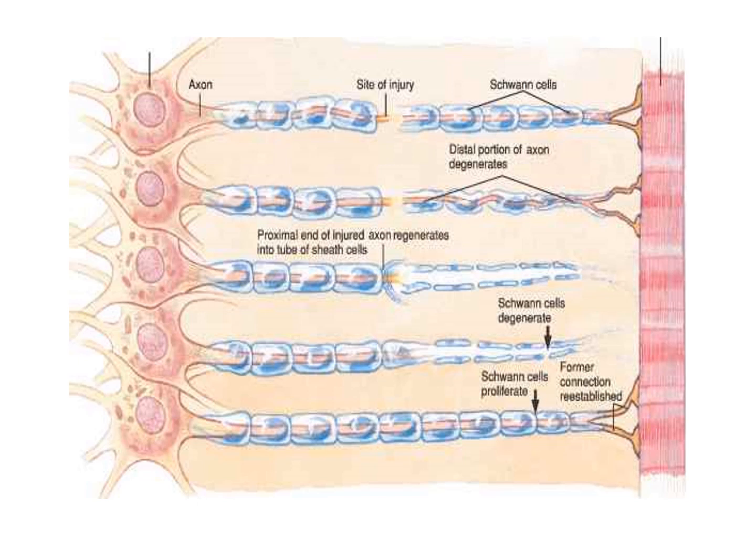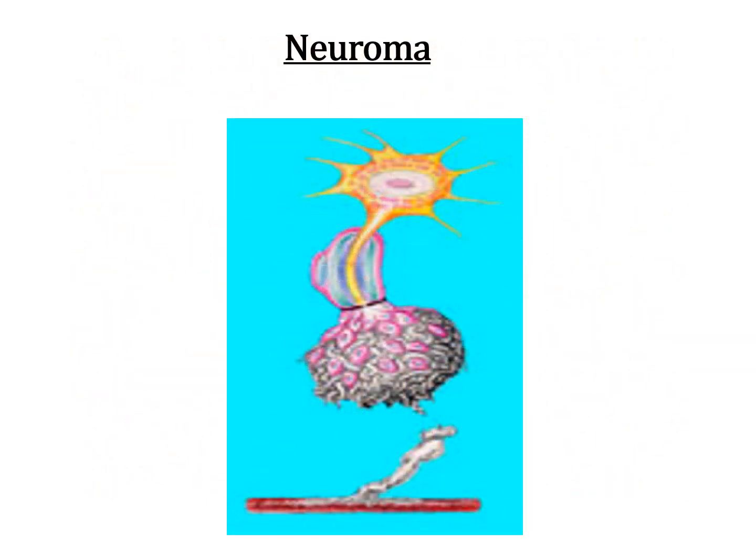Again, the same picture explains the site of injury, how the distal portion is getting degenerated, and the distance between the two cut ends. If it is less than 3 mm, it is going to grow like the previous one. Then the Schwann cell that degenerated, and now the entire neuron is regenerated, and the former connection is established between the neuron and the skeletal muscle. In neurotmesis, we can see the formation of the neuroma. The picture actually shows the formation of the neuroma.